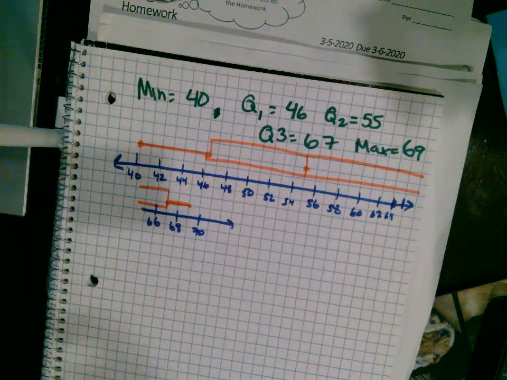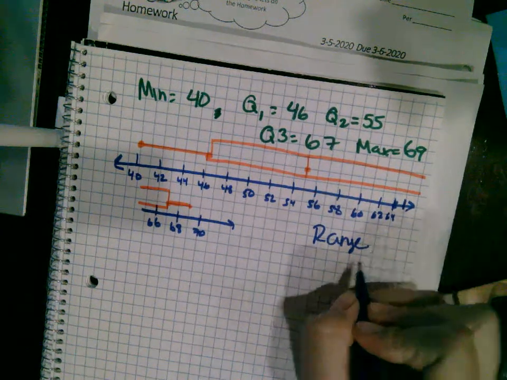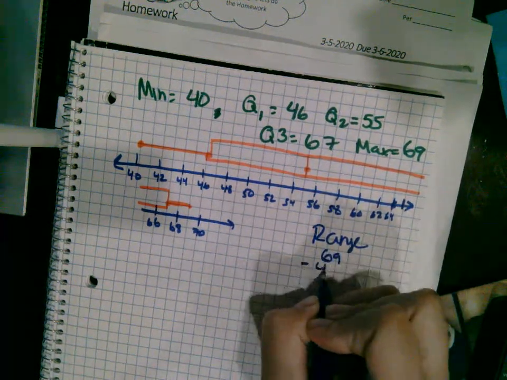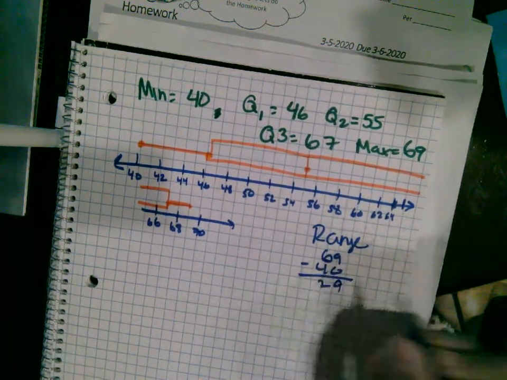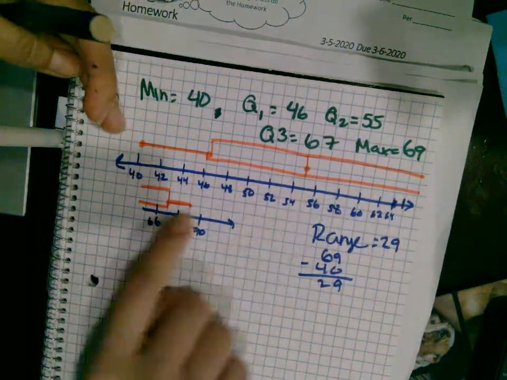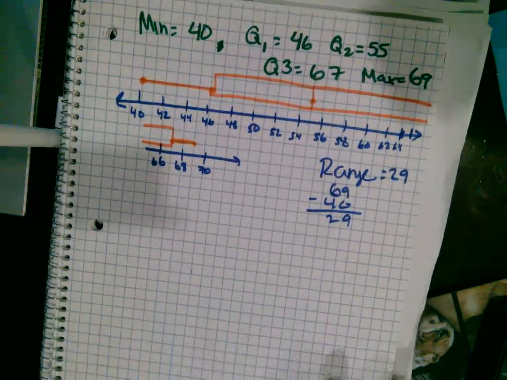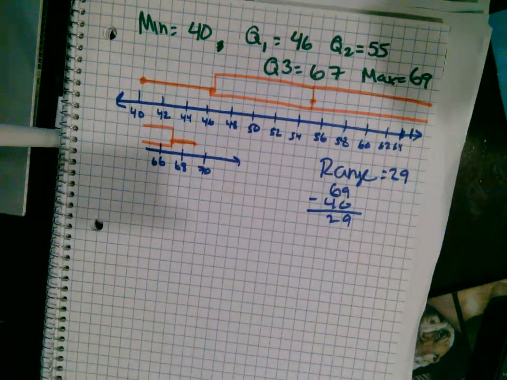Okay, what would be our range here? The maximum is 69, the minimum is 40, so I'm going to subtract those, 29, so the range is 29. So how much is this data spread out by? It's spread out by the range of 29. All right.